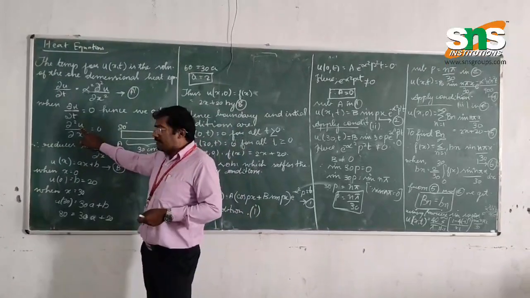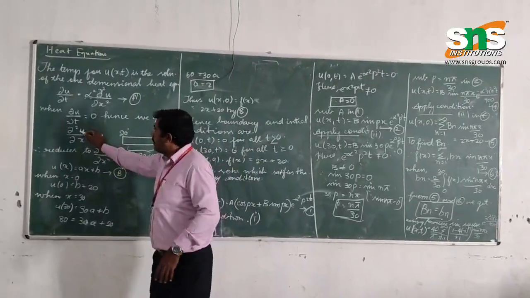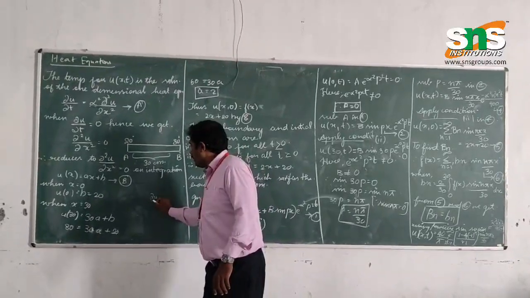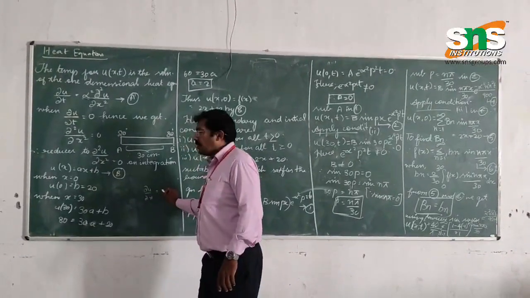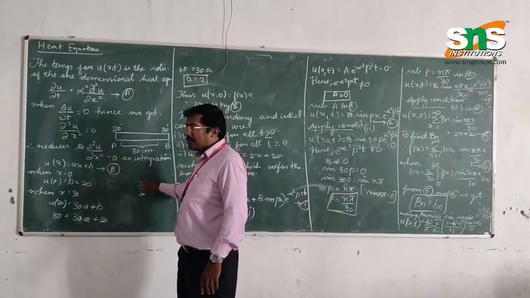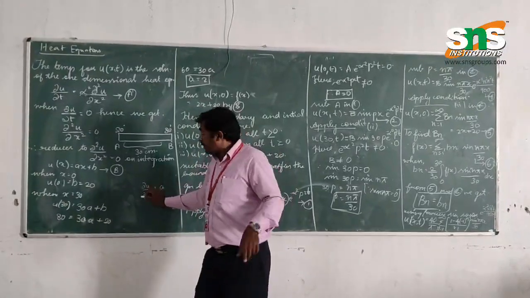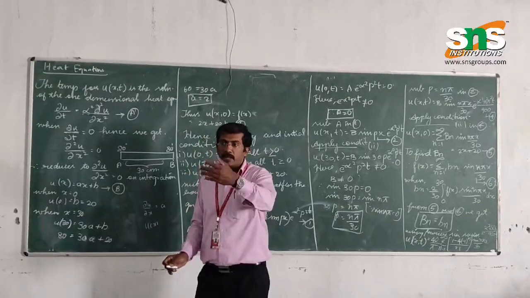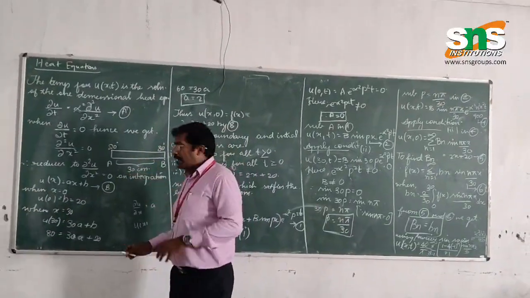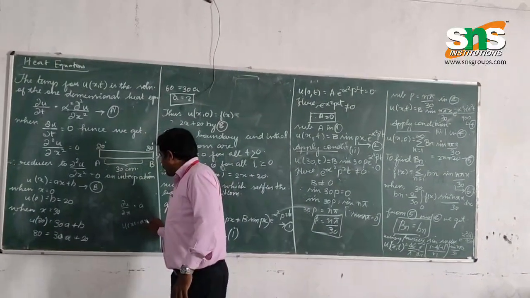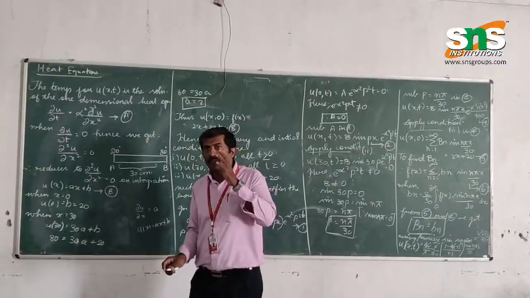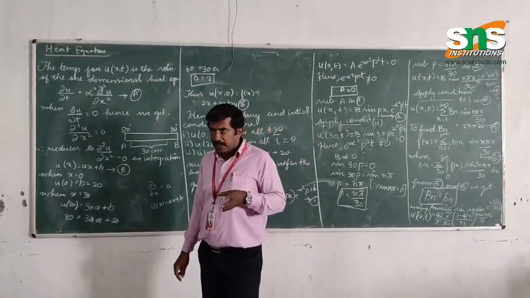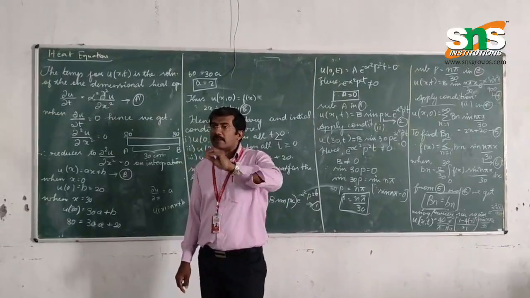When you integrate dou square u by dou x square for the first time, you will get dou u by dou x equal to a constant. When you integrate once again, this becomes u of x. When you integrate the constant, you get the constant along with the variable, so ax plus a new constant. Because whenever you integrate, you get plus c, since the integration limits are not there.